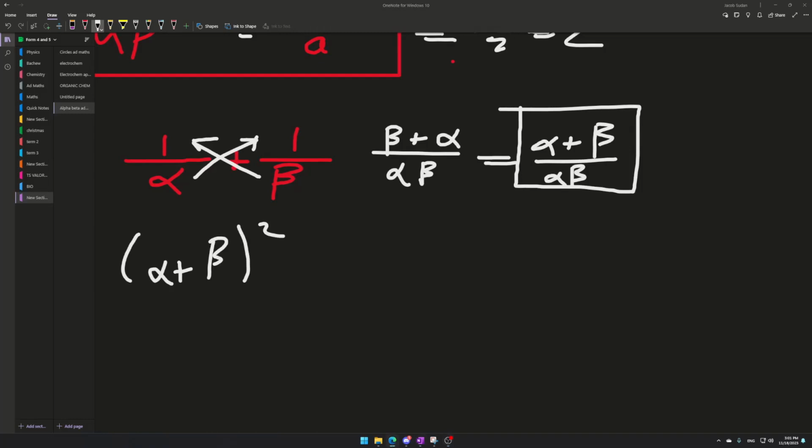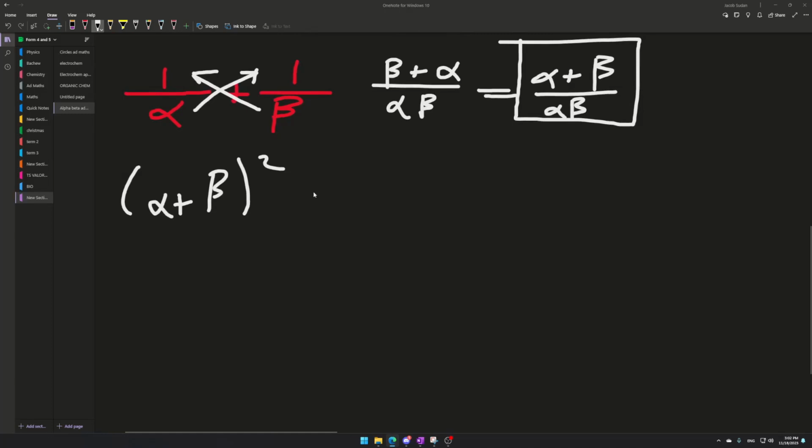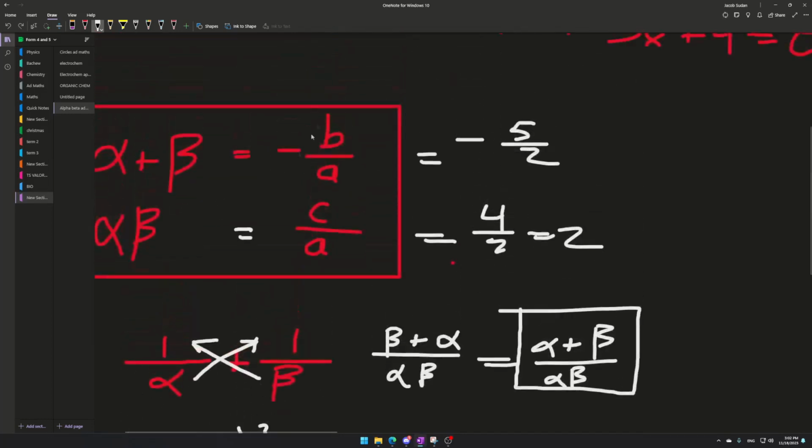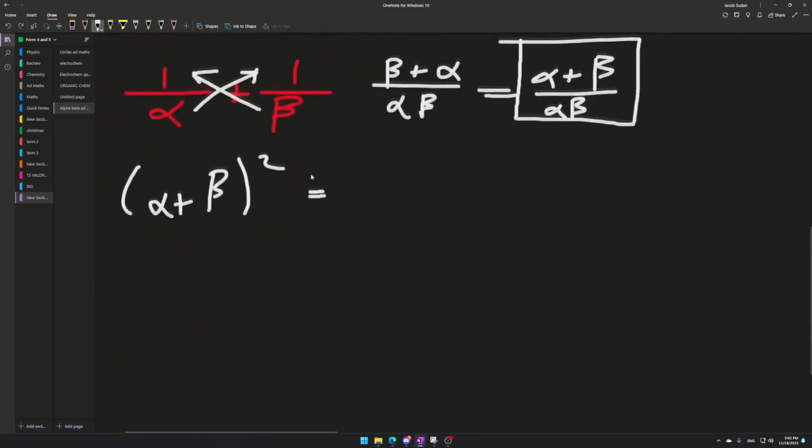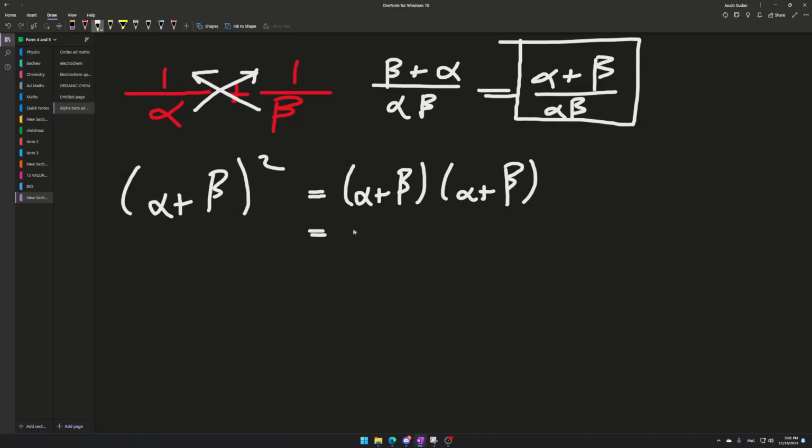Now we can find alpha plus beta squared. Alpha plus beta squared would be equal to alpha squared plus 2 alpha beta plus beta squared. We expand it, right? Can't just say alpha plus beta squared is alpha squared plus beta squared straight up. Can't do that.